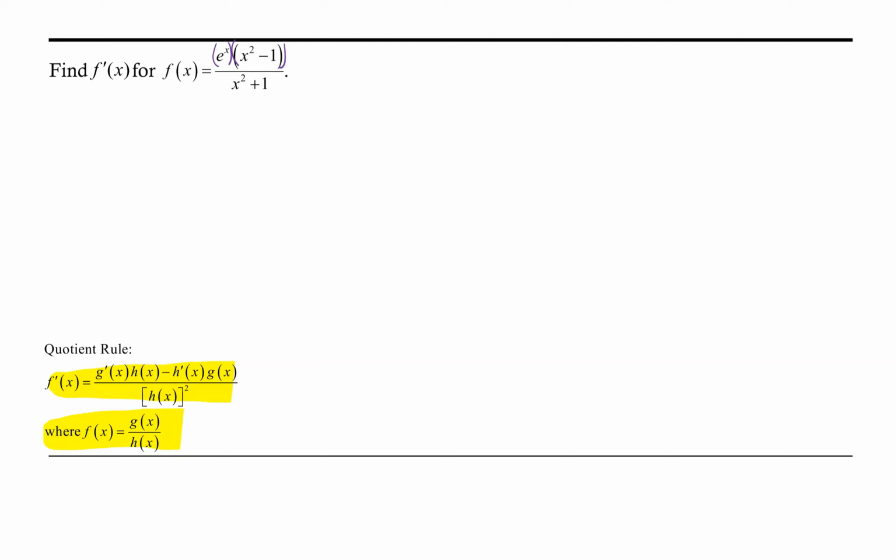And now, because I notice that I have a product in my numerator, when I find the derivative of my numerator, then I will be using the product rule there. So let's go ahead and see how this works. So f prime of x is going to be the derivative of our numerator, so d dx of e to the x times x squared minus 1, times our denominator, x squared plus 1.